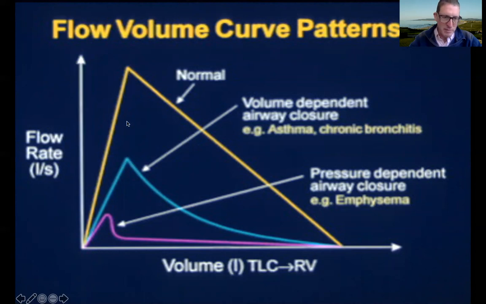If you've got severe asthma or you've got a chronic bronchitis component of COPD, you can see basically, you can see there's this bite that's been taken out of the curve. So your peak flow is reduced, but you can see the actual expiratory flow rates are also reduced as well. So you take that bite out there, that tells you the difference between a normal curve and a volume-dependent airway curve. And finally, in purple or pink, is the pressure-dependent closure. So the peak flow is reduced, and then the whole thing collapses like a concertina.